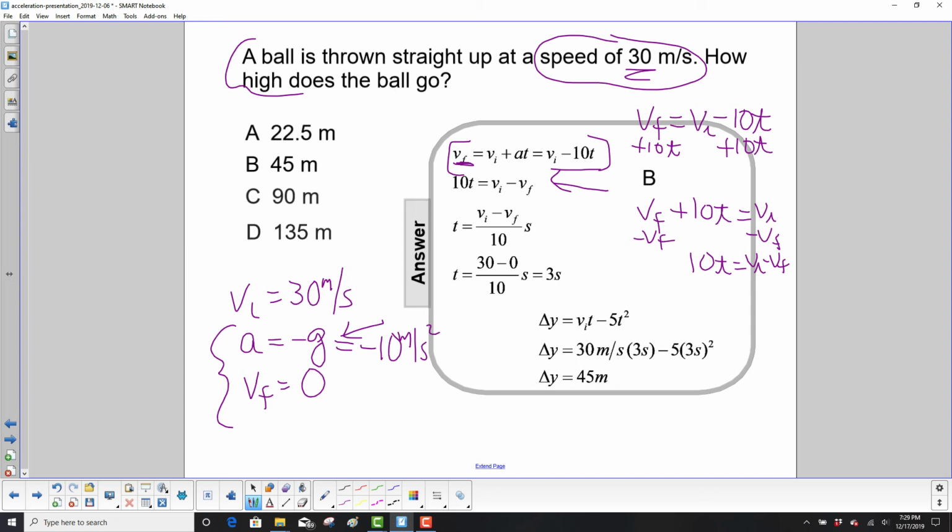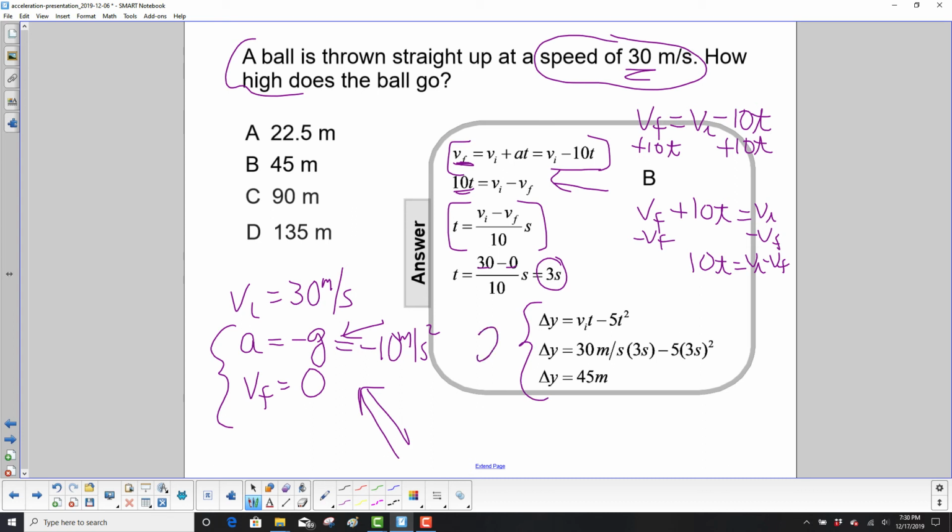One more step, we will undo the 10 times the t by dividing both sides by 10. We have our final expression here. t is equal to Vi minus Vf over 10. And we put the seconds there so we know we get the right units. Substitute the initial velocity of 30, final of 0, from our givens over here, and we get time is equal to 3 seconds.